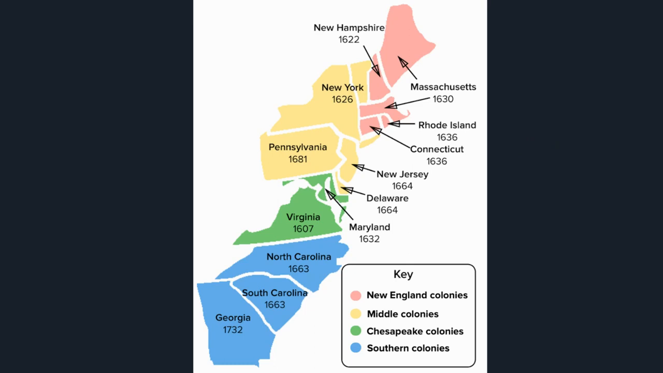First, let's start with a map so you can get a feel for the colonies of Britain. We're going to talk about these in four categories. New England, which you see on the top right in the pinkish color. The middle colonies, you see in the middle in the yellow. The Chesapeake colonies, and Chesapeake is referring to Virginia and Maryland. And then the southern colonies of the Carolinas and Georgia in blue. So we're going to break down each region and the important things about each one.